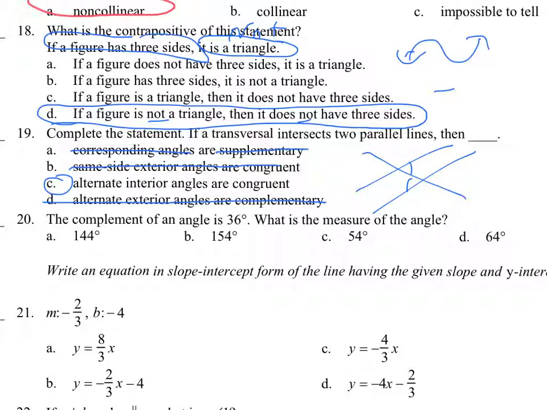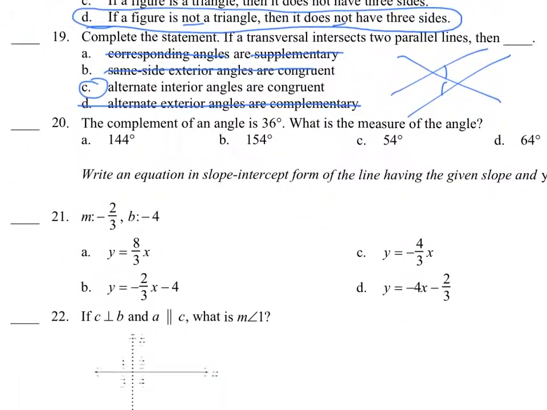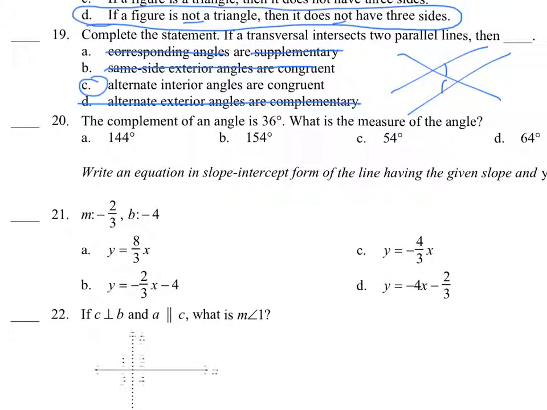20. 20's a little bit tricky because you really have to know the vocabulary. If it says that it's a complement, that sounds like complementary. That means the complement of an angle is 36, meaning a number that when you add 36 to it equals 90. So how do we figure out the angle? 90 minus 36. And when you do that, you end up getting 54, which is C.